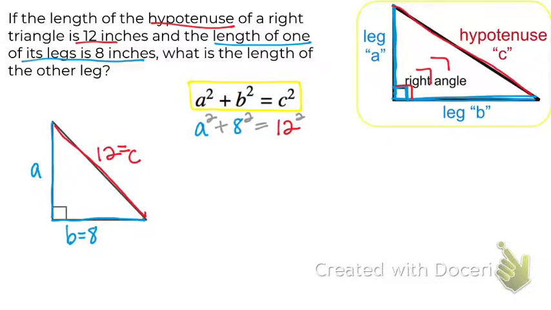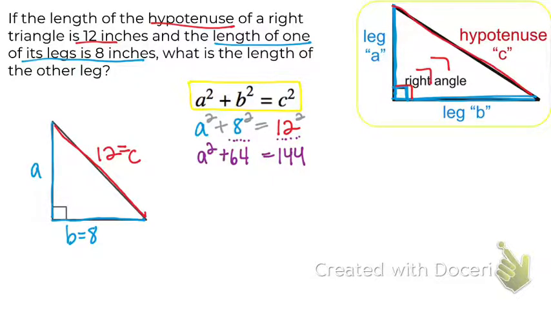Now it's good practice with equations, before you start moving things around, to simplify a bit. So first off, 8 squared. 8 squared is the same as 8 times 8, which is 64. And 12 squared is 12 times 12, which is 144. So this is our new equation.